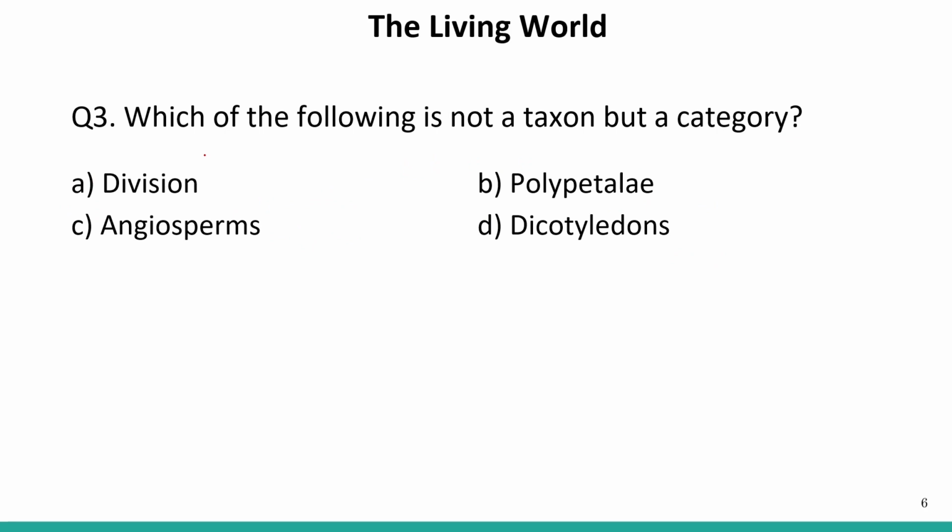Now coming to the next question, which is which of the following is not a taxon? They are talking about the taxonomic category here. Options are division, polypetalae, angiosperms and dicotyledons. So this is a very straightforward question. The answer is option A. So division is a category. It is not a taxon.